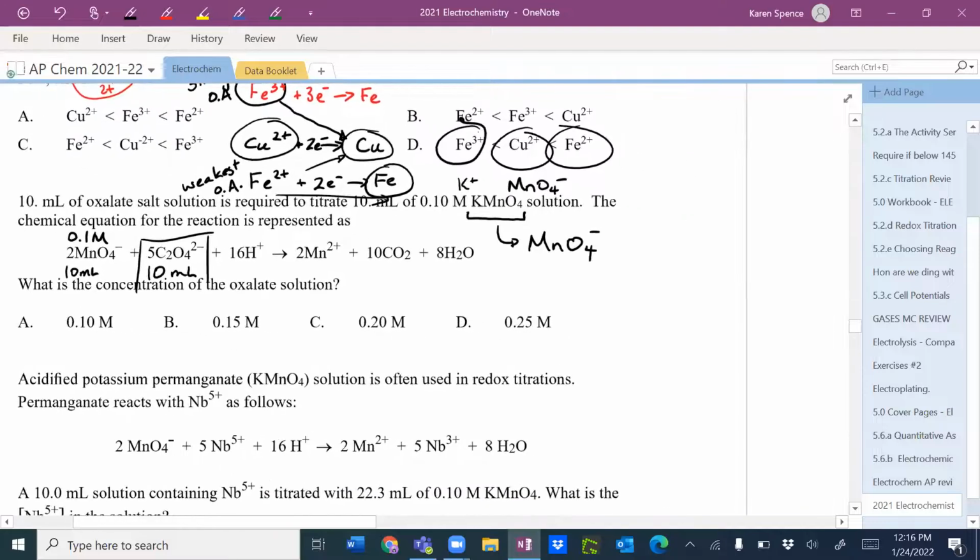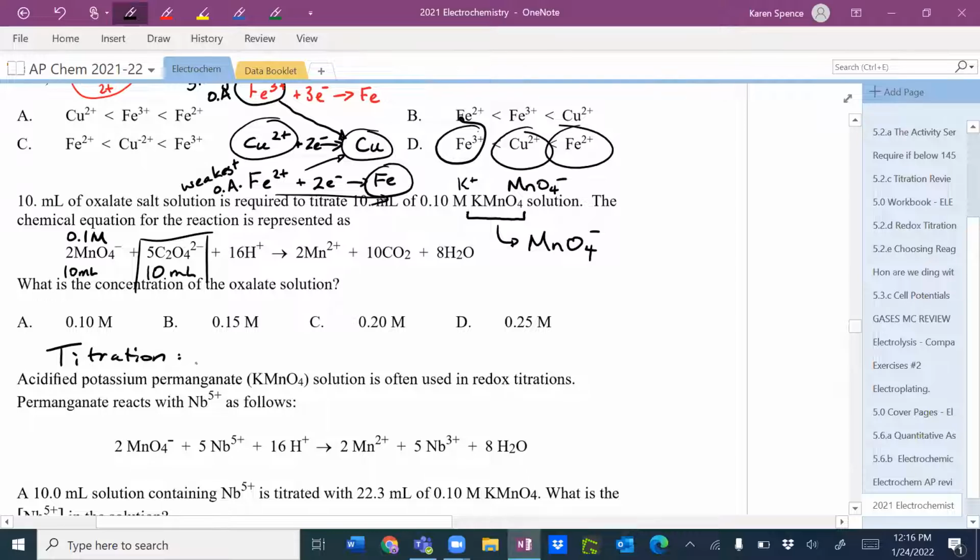So when you do a titration, you're going to have one substance, which is your known substance. And in this case, that is our MnO4 minus, and we know that it is 0.1 molar, and we know that we have 10 milliliters.